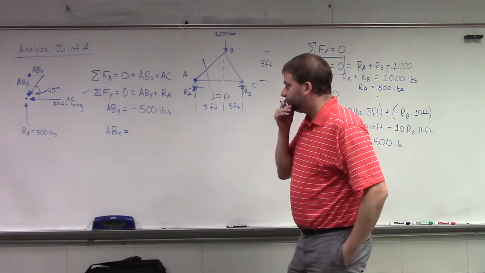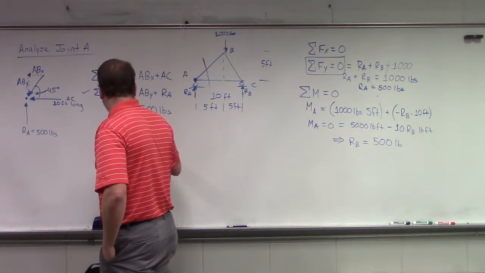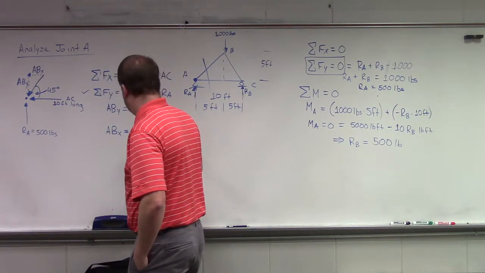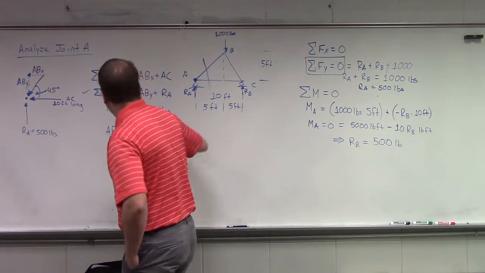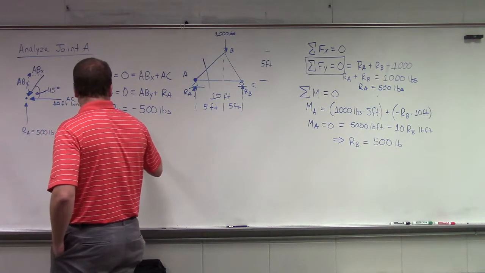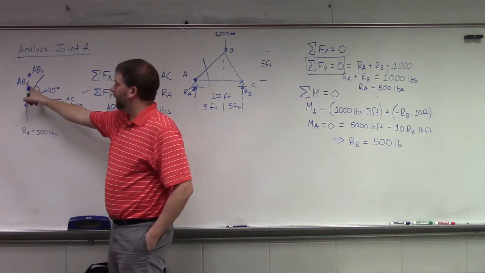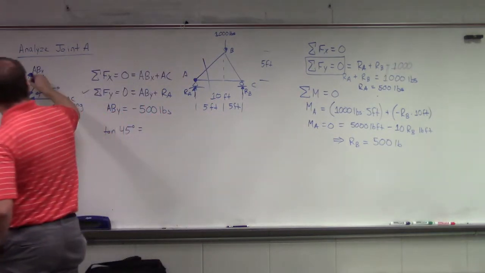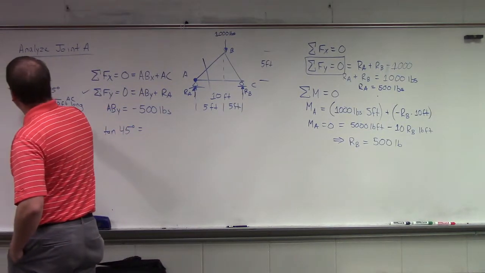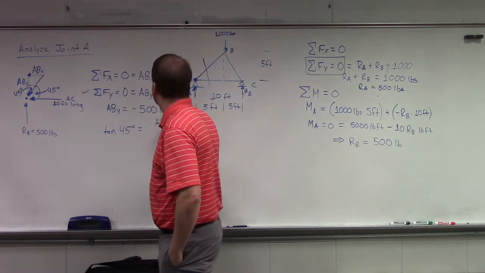You don't use tangent, you do 45 over... Inverse tangent of 45. What is it? Tangent of X over... What does this angle have to be? 45 degrees. That also has to be 45, right? Okay, so what would you like to say? Tangent 45 degrees equals ABX over negative 500.